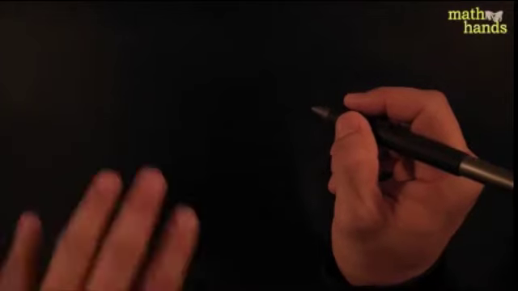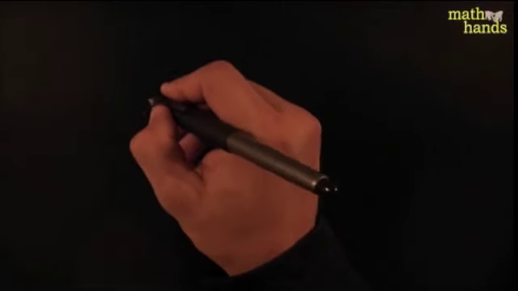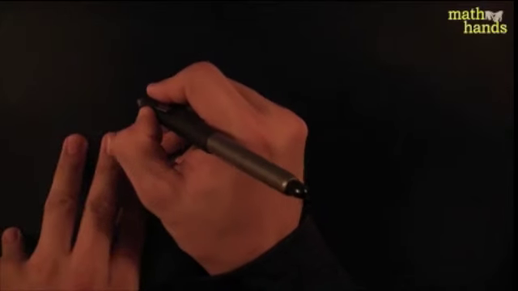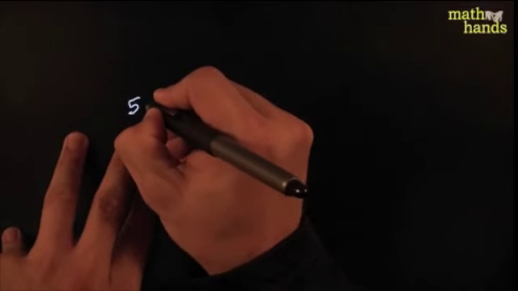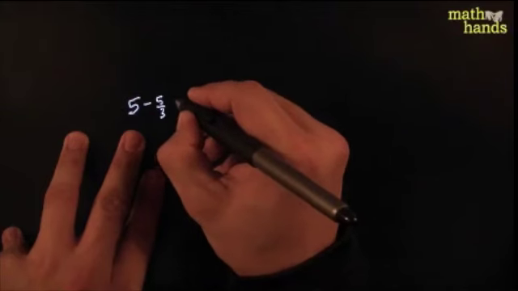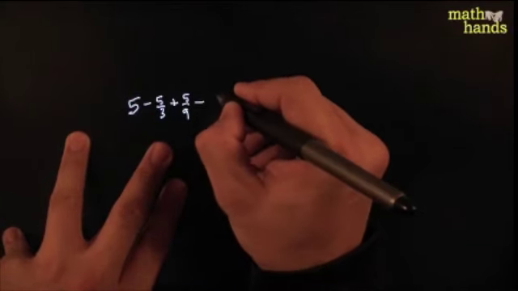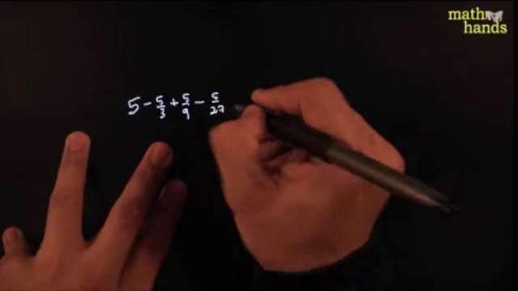All right, it's time to get a little crazy here. Let's start flexing the geometric sum muscles. What if you had something like this: 5 minus 5 over 3. And then you change it to a plus 5 over 9. Then you change it to a minus 5 over 27.